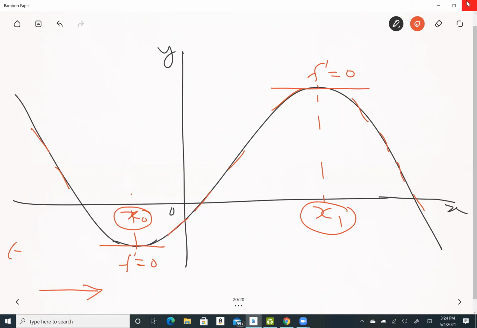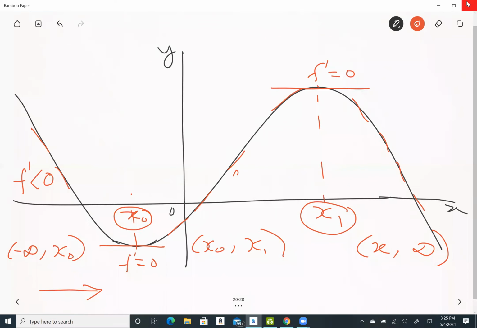So here, first interval is negative infinity to x0. Second interval, x0 to x1. Third interval, x1 to infinity. So as you can see, 1 critical point, 2 intervals. 2 critical points, 3 intervals. So that's the guideline. From negative infinity to x0, f prime is negative. Over here, f prime positive. Over there, f prime negative.